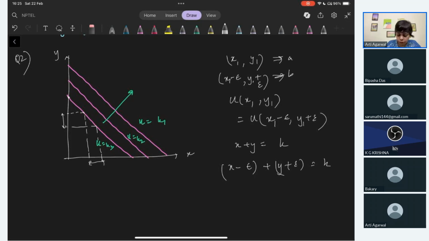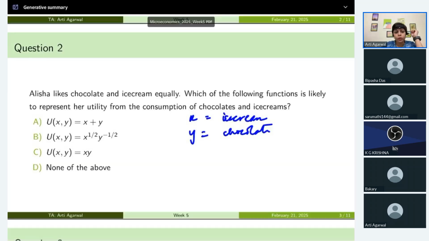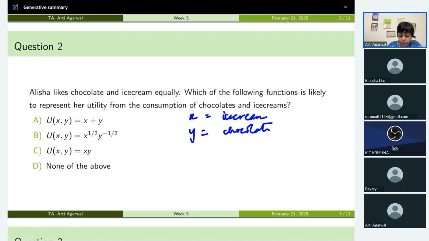So the correct option is u is equal to x plus y. I think that is one of the options, right? U of x, y is equal to x plus y. That is the correct option. Even mathematically, if in any of the other functions you alter the values of x and y by the same amount, like x minus epsilon, y plus epsilon, you will not get the same function back. It will be a different function. So the first option will be the answer.